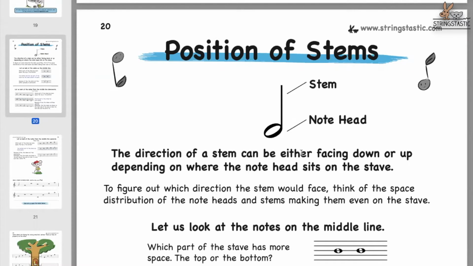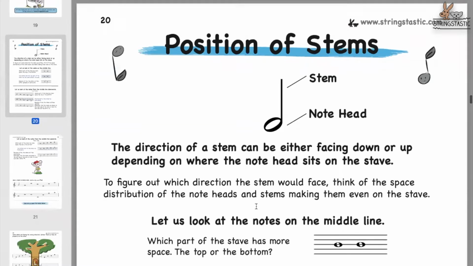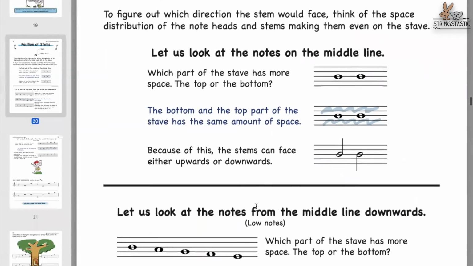A note head is like a seed, right? So always draw the seed first. After you draw the seed, there's this stick here. This stick here is called a stem. It's like when you plant a seed, the seed starts growing a leaf or a stem, which is why it's called a stem. I am going to explain in terms of which way it's going to face.